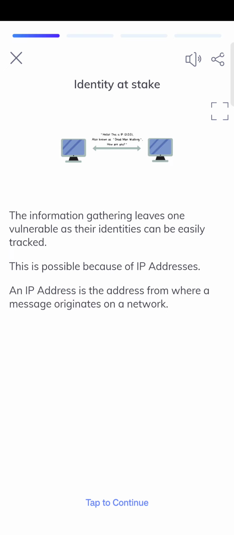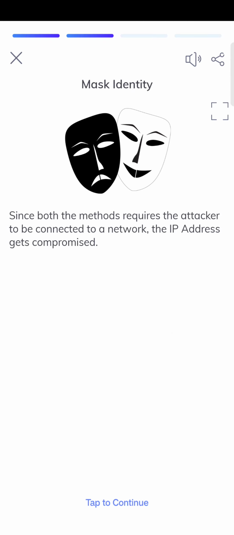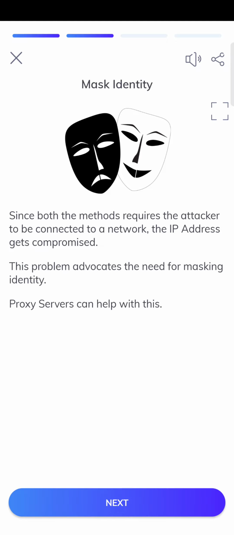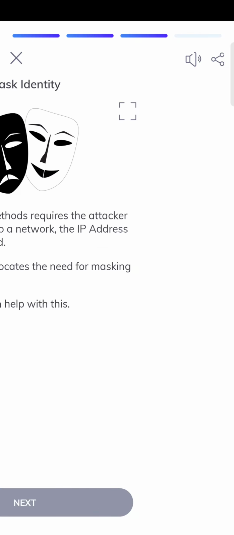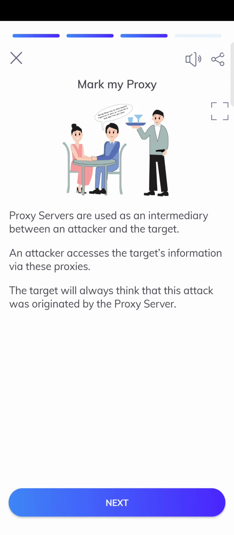This is possible because of IP addresses. An IP address is the address from where a message originates on a network. It is with these addresses that any system is identified in a network. Since both the methods require the attacker to be connected, this problem advocates the need for masking identity. Proxy servers can help with this. Proxy servers are used as an attacker accesses the target's information via these. The target will always think that this attack was originated by the proxy server.